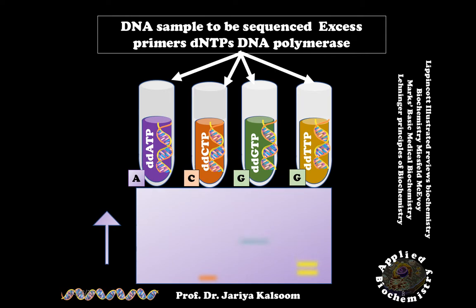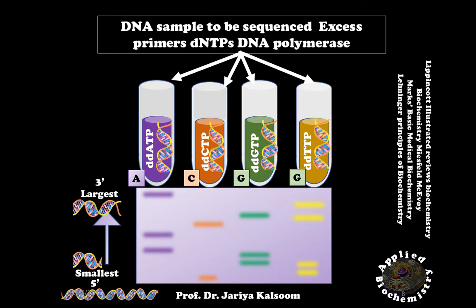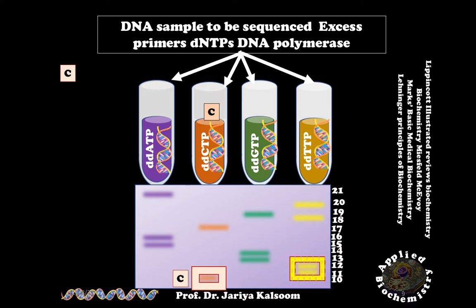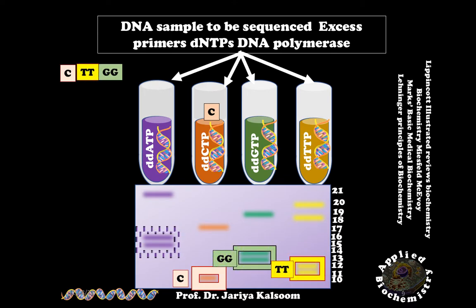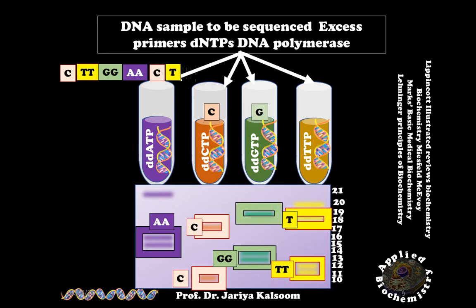The pieces of newly synthesized DNA in each tube are separated by capillary electrophoresis in a different lane of the gel. The sequence of the new strand can be read from the smallest to the largest fragments on the gel, for example, from bottom to the top, or from 5' towards the 3' end. So reading the sequence from bottom to top makes it C T T G G A A C T G T A.